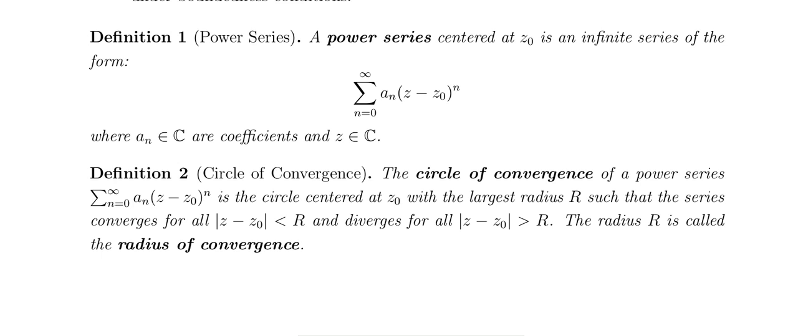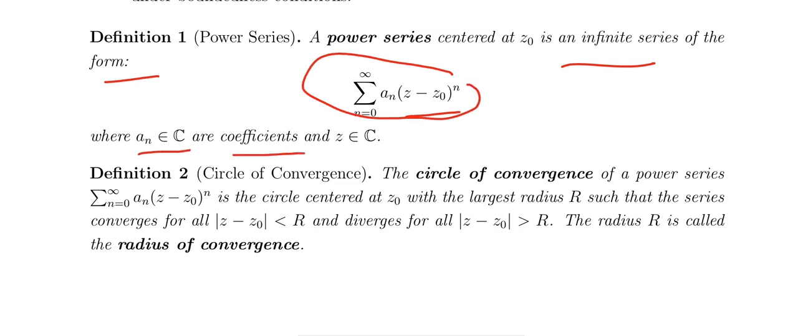So that is the power series. A power series centered at z0 is an infinite series of the form summation a_n (z − z0)^n. This is the general form of the power series, where a_n belongs to C are the coefficients and z belongs to C.